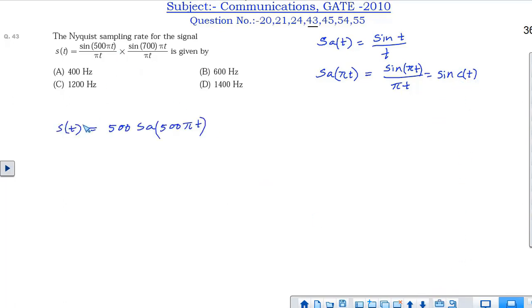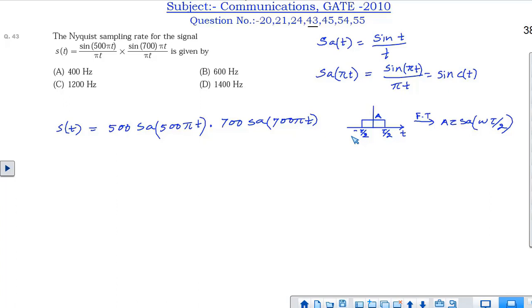Coming to our signal, in the first part, if we divide by 500 here, then 500 will be multiplied at the numerator. Then the first part can be represented as 500 sinc(500 pi t), okay. In the second part also, if we multiply by 700 and divide by 700, we can represent it as 500 sinc(500 pi t) into 700 sinc(700 pi t), okay.